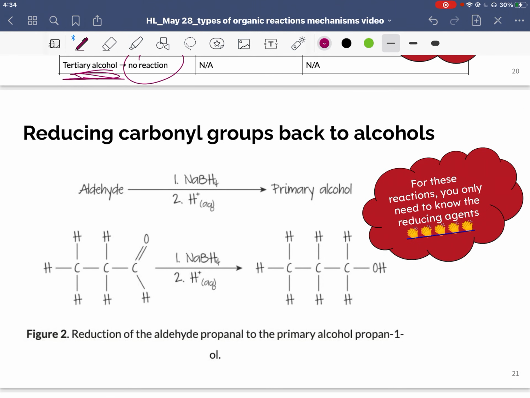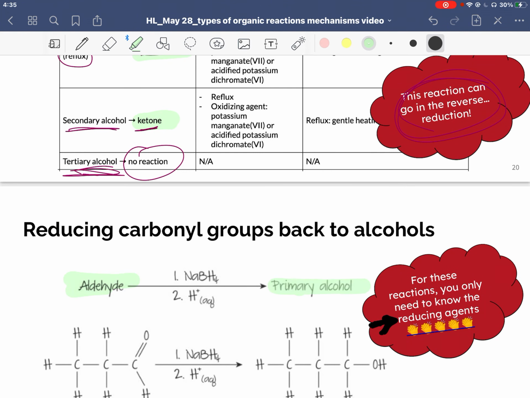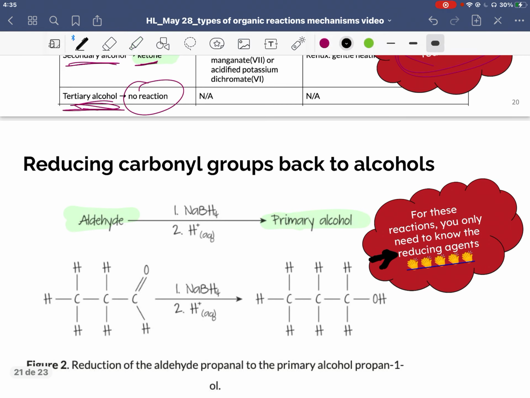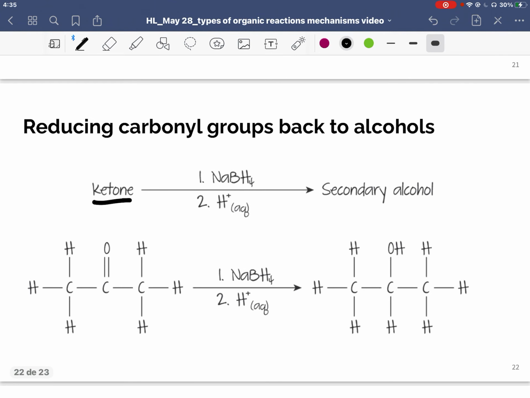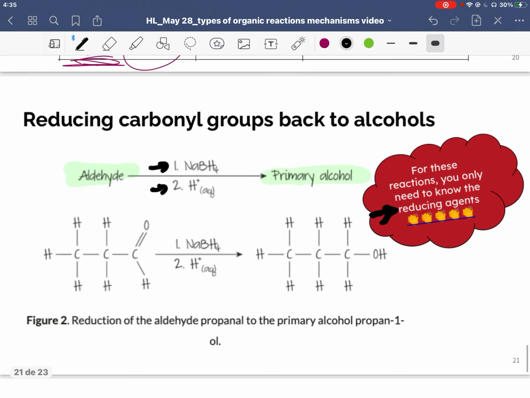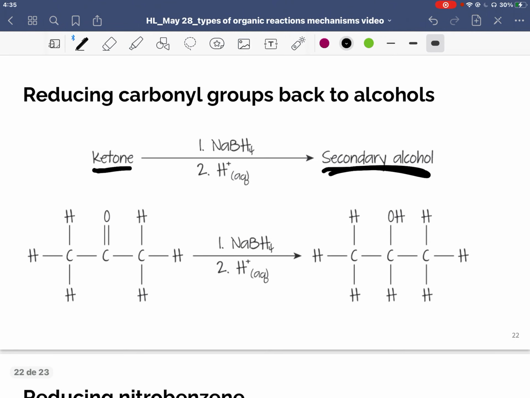The nice thing here is you only need to know these conditions. This is not another mechanism. You just need to know the conditions, which is the reducing agents. So remember, primary alcohol can go to aldehyde. If an aldehyde goes back to primary alcohol, these are the conditions you need. NaBH4 and H plus, aqueous acidic conditions. If a ketone gets reduced to a secondary alcohol, that's the reverse of this reaction. The conditions are the same, NaBH4 and H plus.